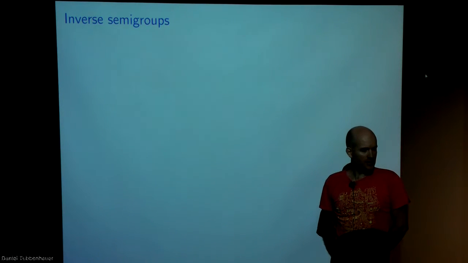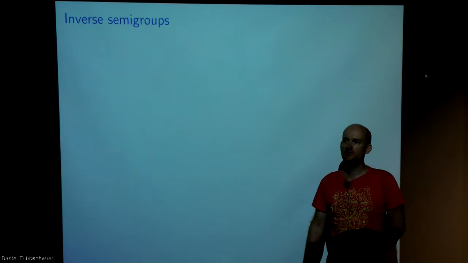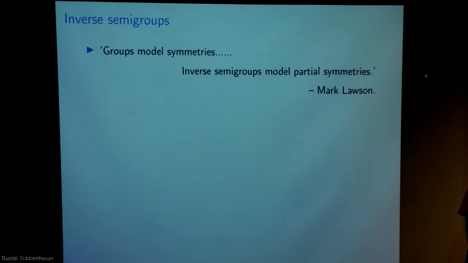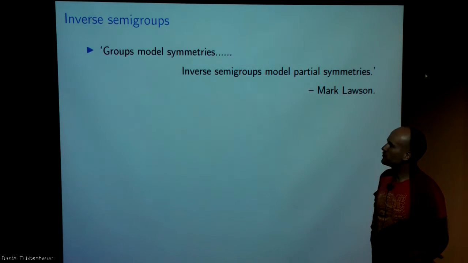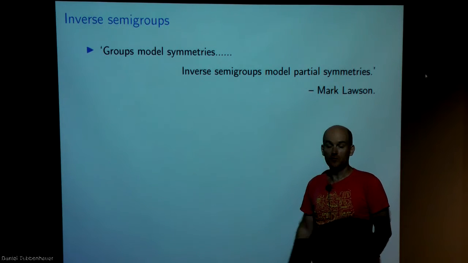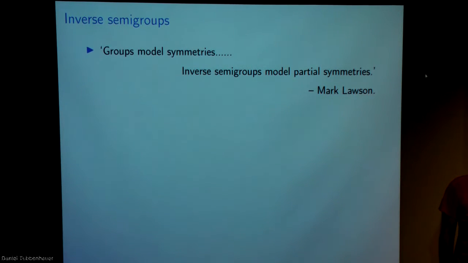So in fact, a large part of the talk is going to be about the background for this stuff, because I don't assume everyone here is a semigroup theorist, and in fact, I know that most of you are not. But the basic philosophy goes back to a quote from Mark Lawson in his book about inverse semigroups, which is an excellent book. It says groups model symmetries, and inverse semigroups model partial symmetries.